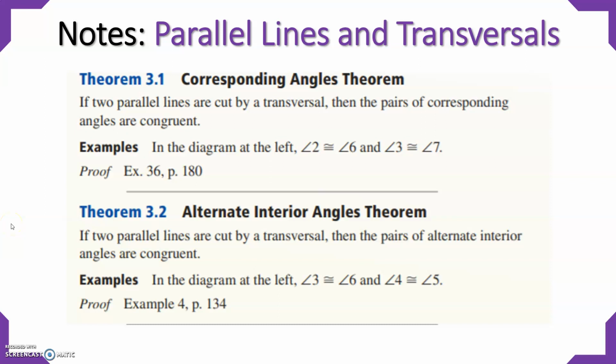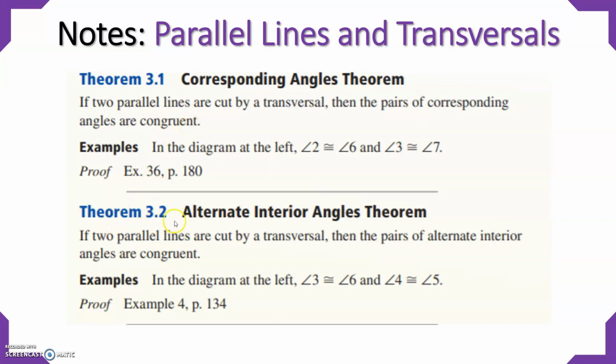All right, this is lesson 3.2. The focus is parallel lines and transversals. We're going to introduce a couple of theorems. The first theorem is theorem 3.1, called the corresponding angles theorem. It says this: if two parallel lines are cut by a transversal, then the pair of corresponding angles are congruent.